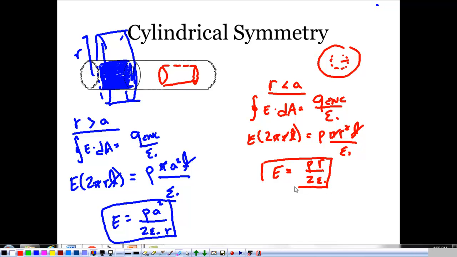We see here that this is increasing like r. So looking at the electric field as a function of radius, up to a, we increase linearly until we get to the outer surface, and then we decrease like 1 over r, just slightly less steep than 1 over r squared. That's what this is saying.